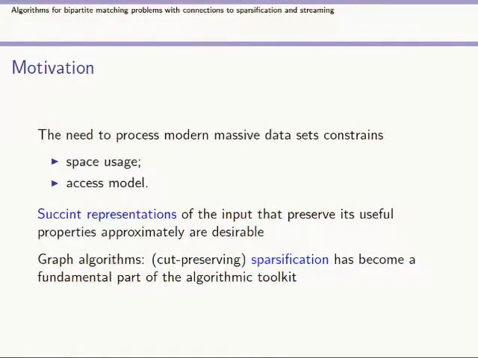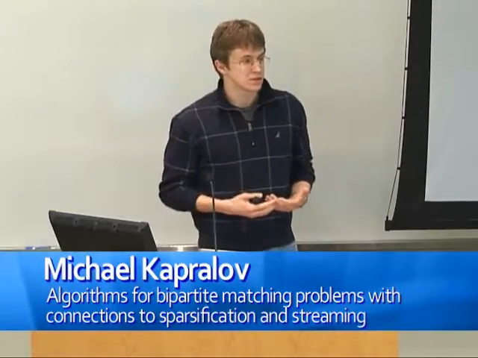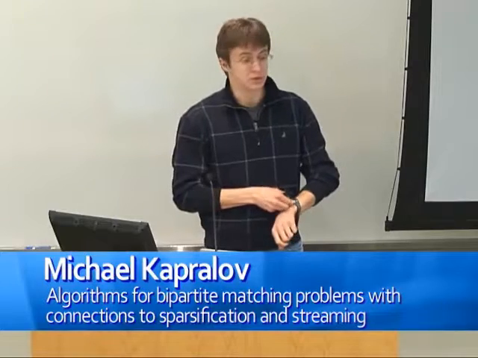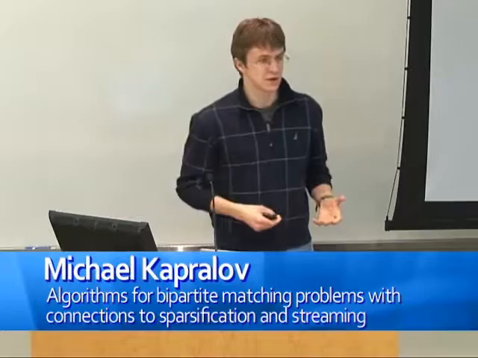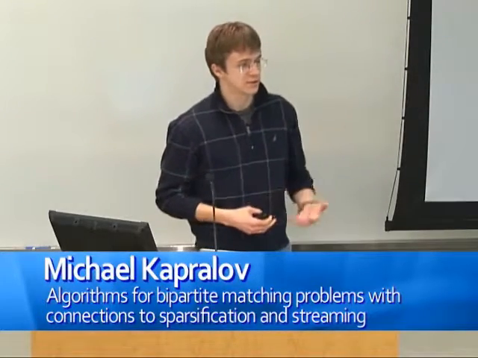Let me start with the motivation. The need to process modern massive data sets imposes constraints on the types of algorithms that we can use. Very often, we have constraints on the space usage for the algorithm, and also very often on the type of access that the algorithm can have to the data. For example, we can no longer assume that we can just load the whole input into memory and have random access to it. This motivates the need to design succinct representations of the input that preserve, perhaps approximately, the properties of the input that we care about.